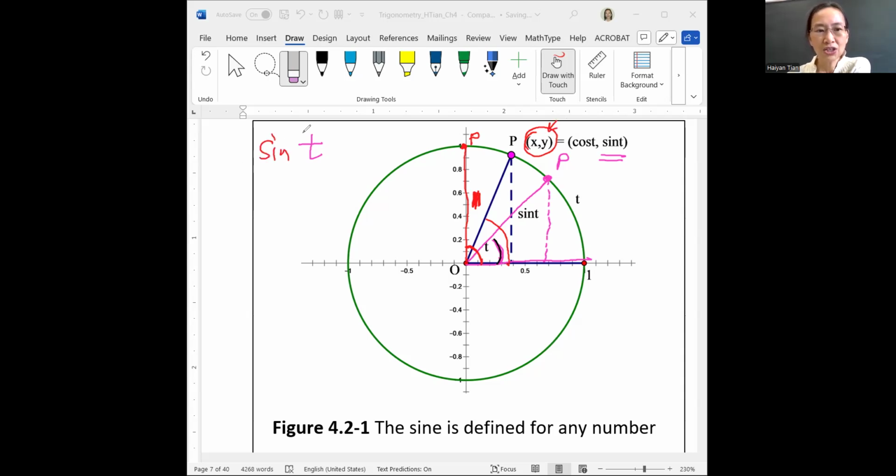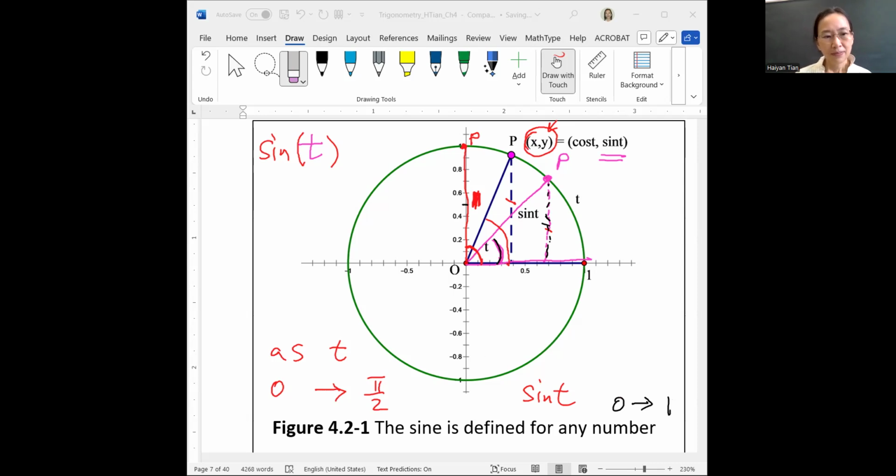So as t changes from 0 and increases to half of pi, we notice the y coordinate of the point P increases, positive from 0. So the sine of t, as t increases from 0 to half of pi, just pay attention to the y coordinate. What happens is it increases from 0 to 1.